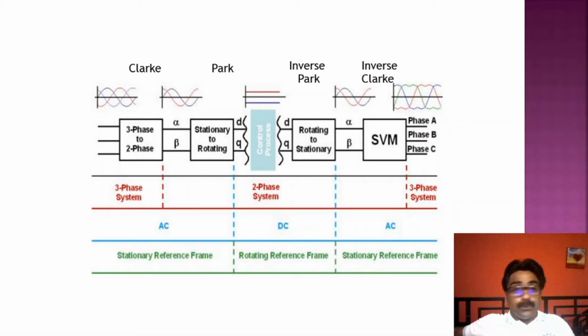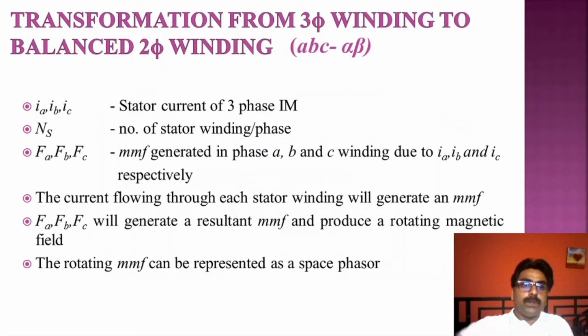From three phase to two phase, it is an AC system, right? And when we go from stationary to rotating, that is DC actually, right? The D and Q are nothing but the direct axis and quadrature axis currents, okay? They are direct axis and quadrature axis current. So have a look at the fundamental things which you require for the conversion of ABC to alpha beta, the three phase to two phase transformation.